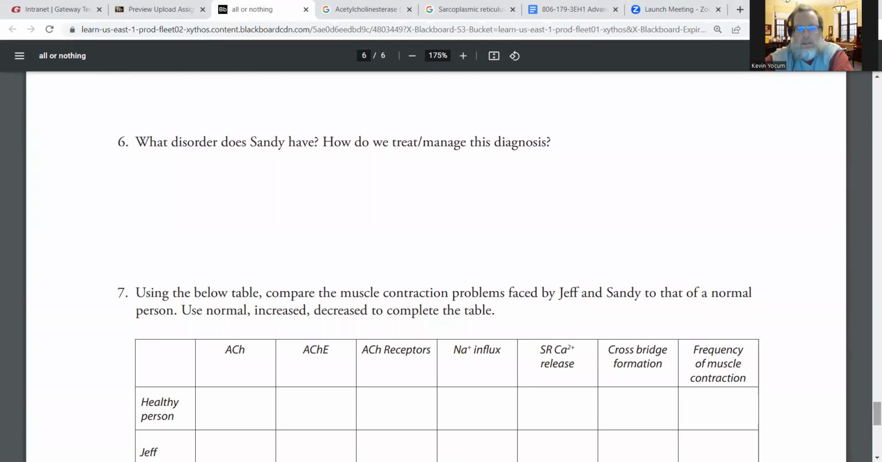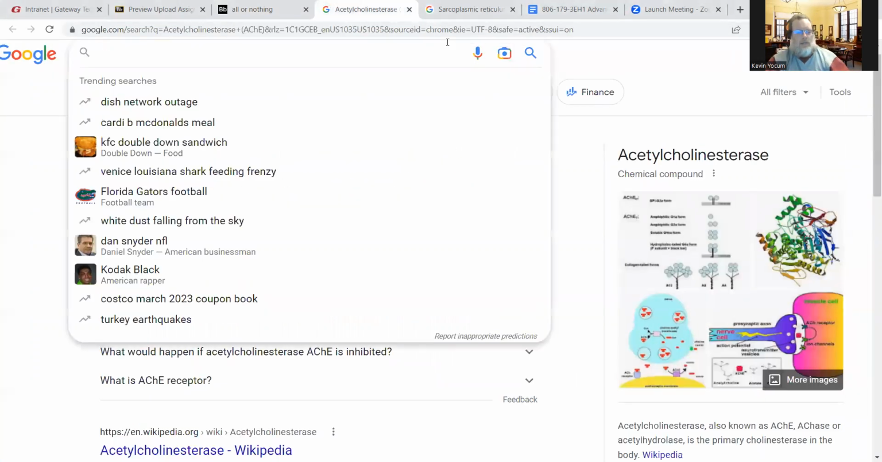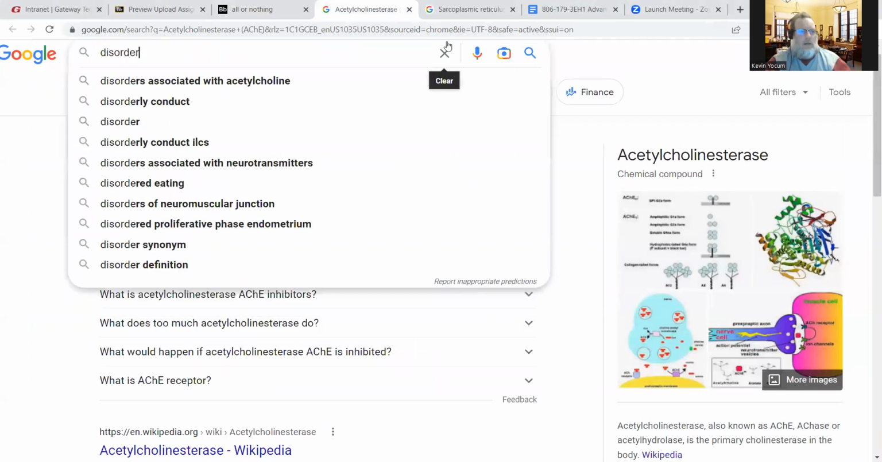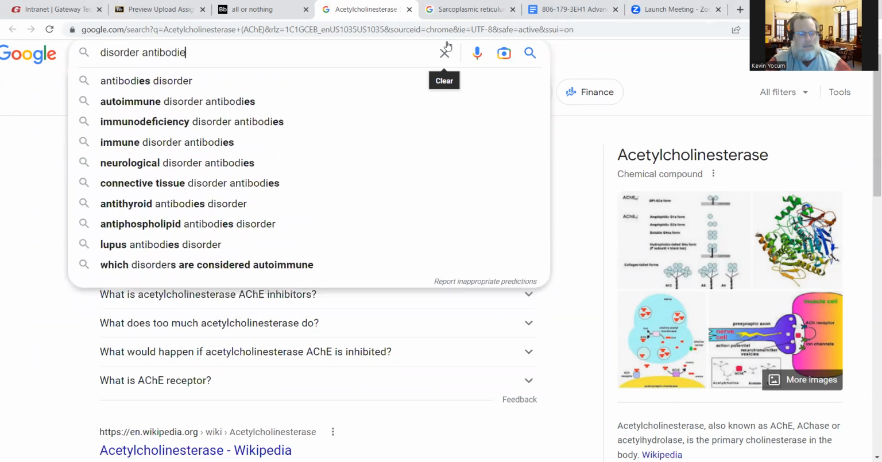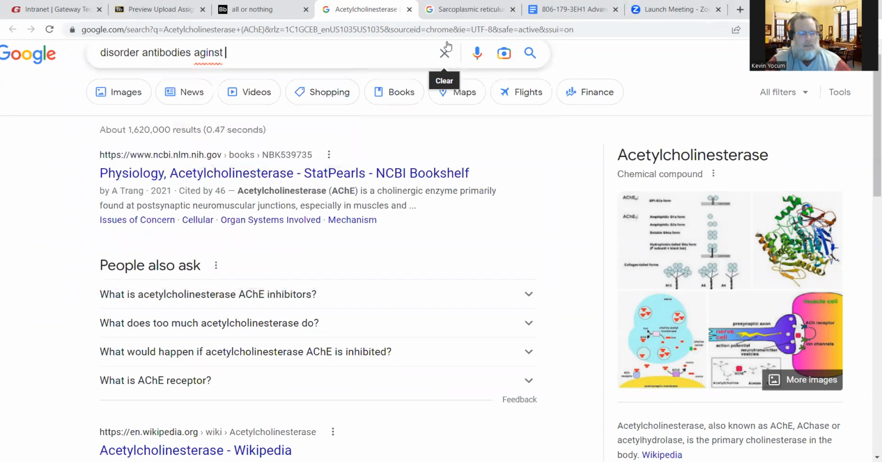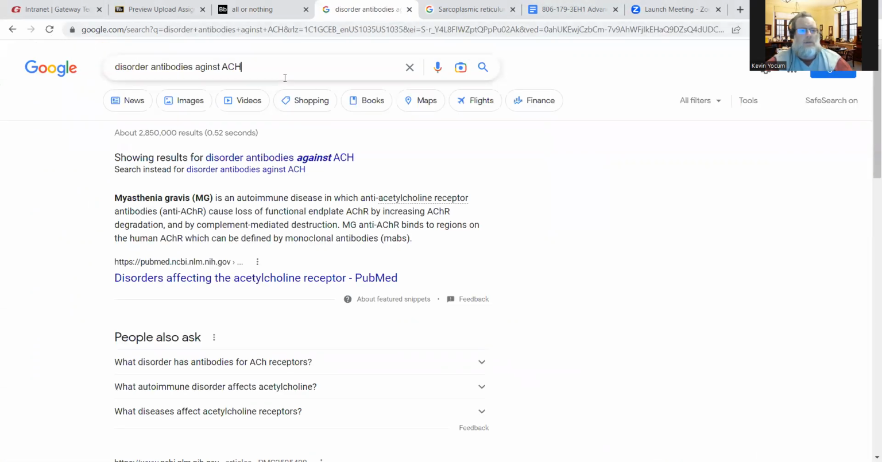So Sandy must have some sort of specific disorder. So how would you find out what that disorder is? You probably type in antibodies. Here, let's do it. So it asks, what disorder does she have? Well, we know she has antibodies against ACH. Well, the ACH receptors, technically.